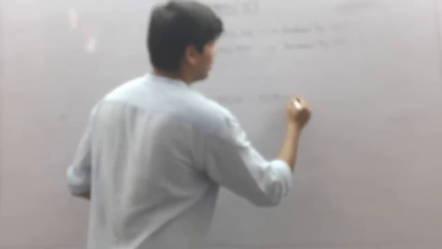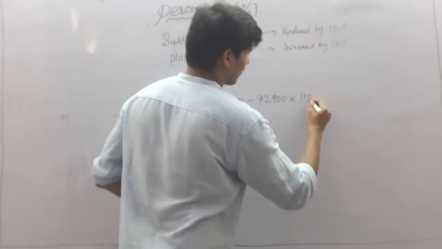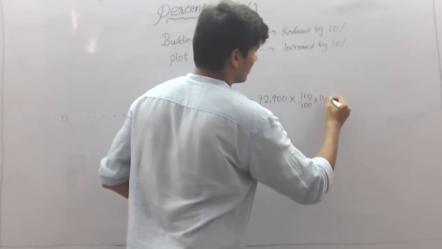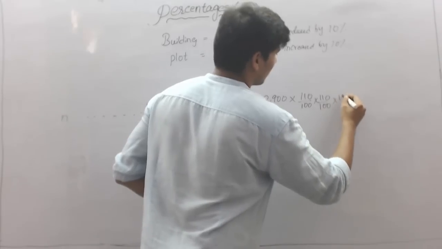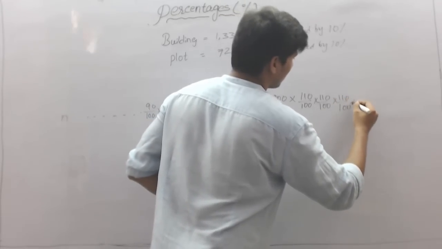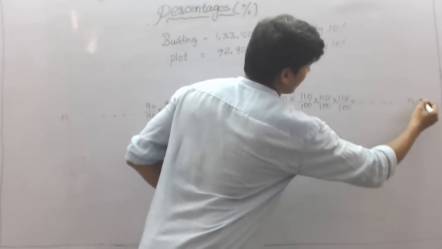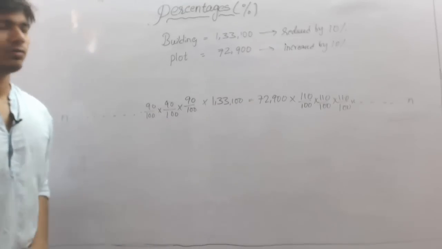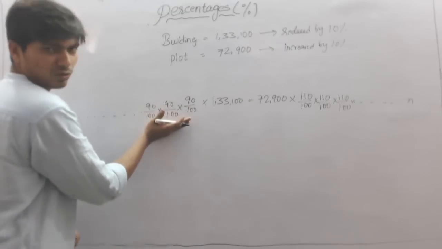72990, into, it is increased. The first year is increased by 10%. Again the second year is increased by 10%. Similarly the third year, and it goes on for n years. Now how are you going to do this? We don't know the n.